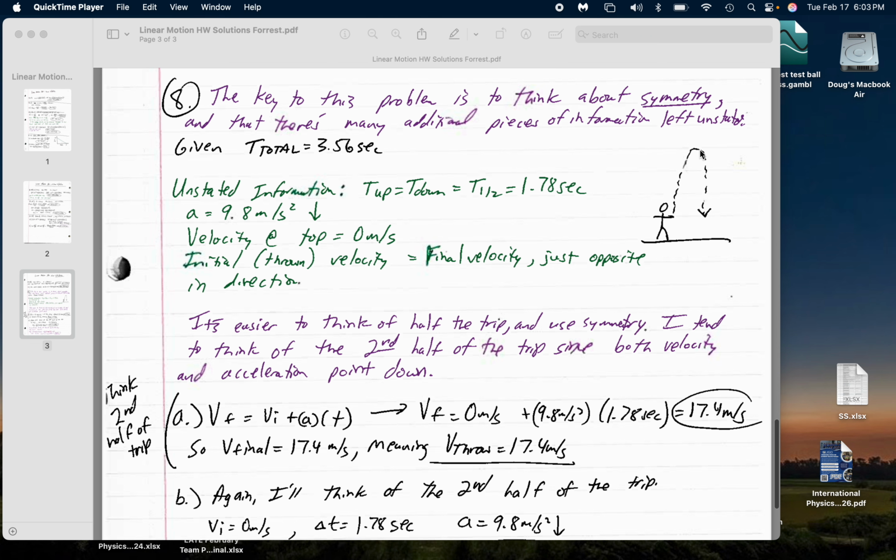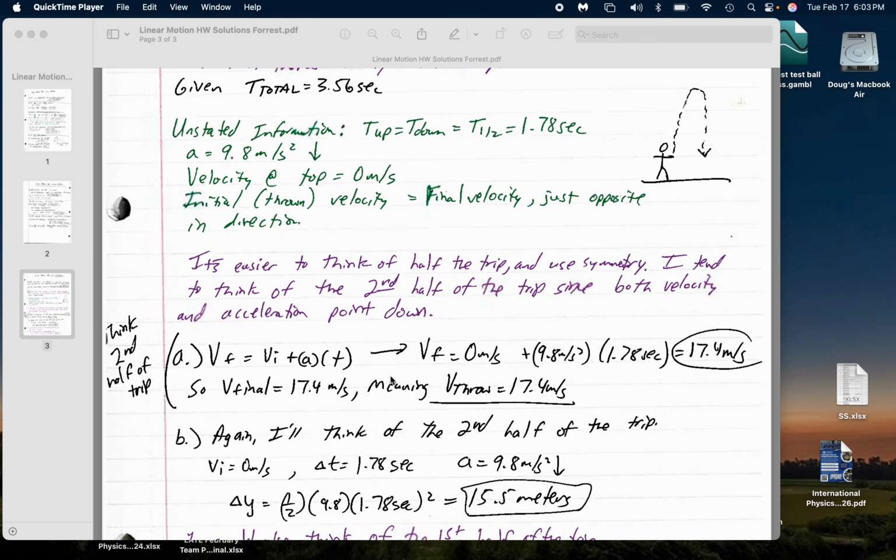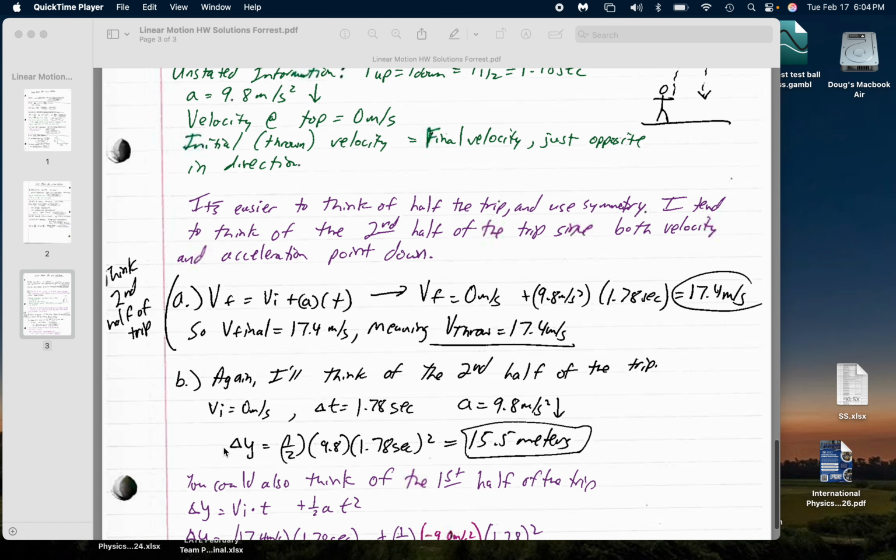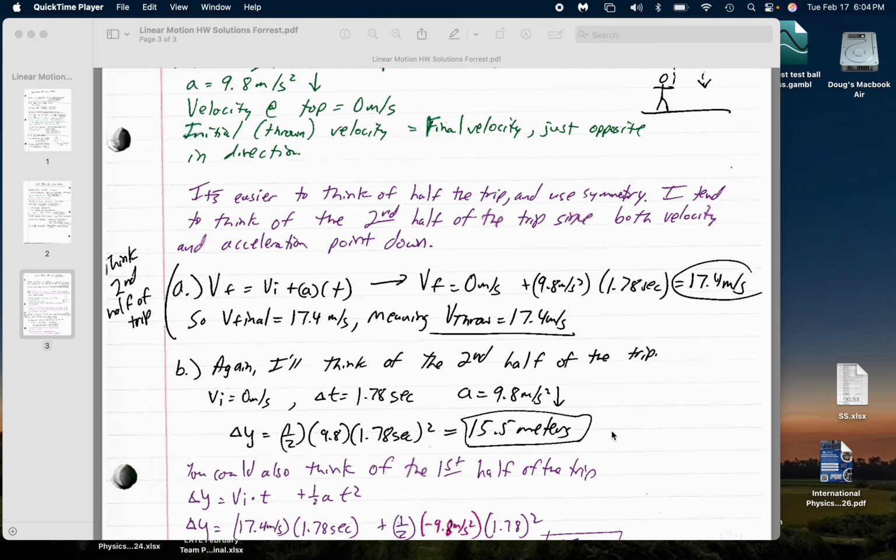To figure out the maximum height the ball rises, the easiest way is to think about the second half of the trip also, because the height to which it rises is the same as the distance it falls from the maximum height. So for me, it's going to be easier to think of the second half of the trip. I know my initial velocity at the tippy top is 0 meters per second. I know the time it's falling is 1.78 seconds. And I know that the acceleration is 9.8 meters per second squared. So I can use delta y equals 1/2 a t squared. I know my acceleration due to gravity, I know the time it's falling, and so that ends up being a 15.5 meter distance. And so that's the maximum height.